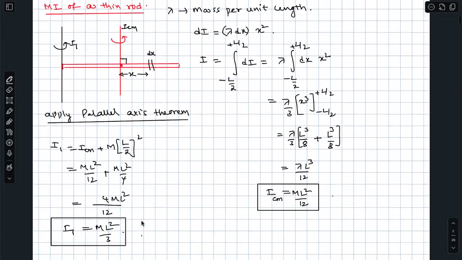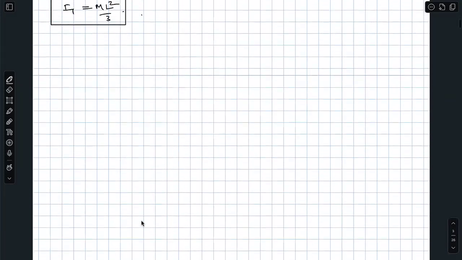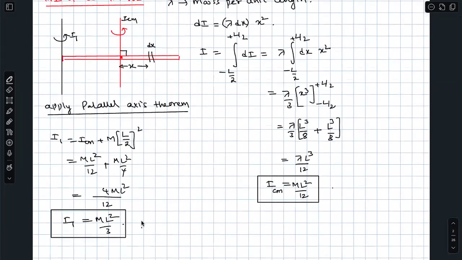You cannot apply perpendicular axis theorem for a rod. Why? It's a linear distribution. Only for areal distribution, area-wise elements, plane objects only you can apply. Next, what if you have a situation like this?